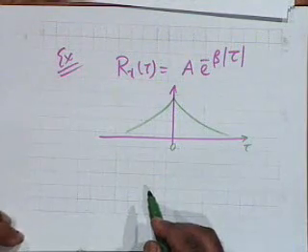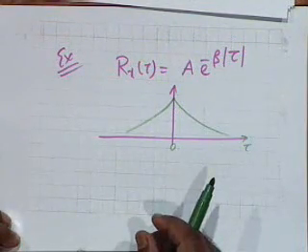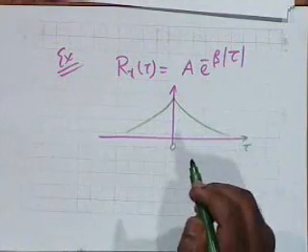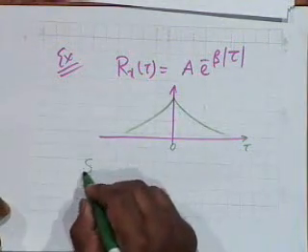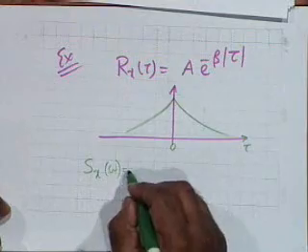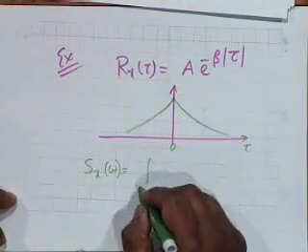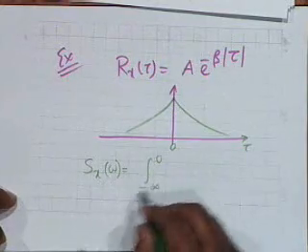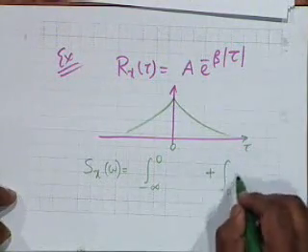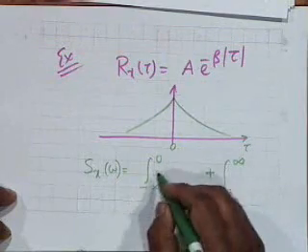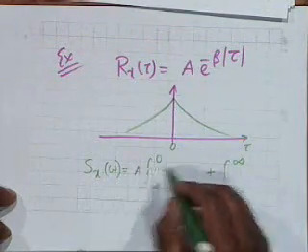It's not discontinuous. It's continuous but not differentiable. Not differentiable at tau equal to 0. Now if I find out the spectral density Sx of omega, then obviously we shall have to find out the integral from minus infinity to 0 plus 0 to infinity.